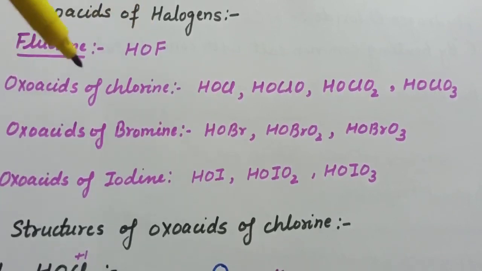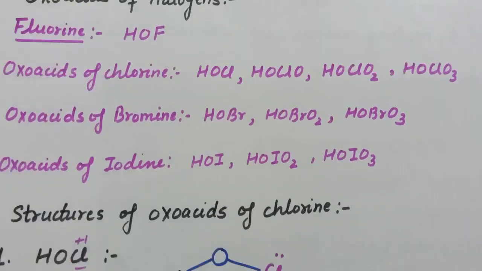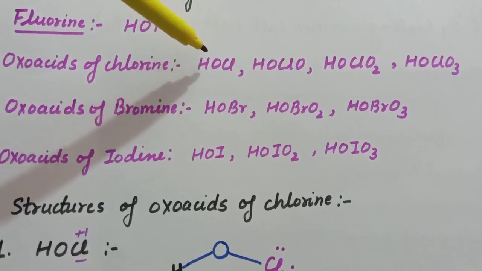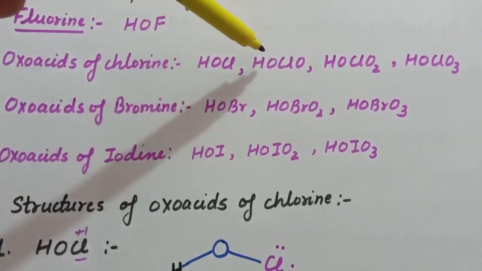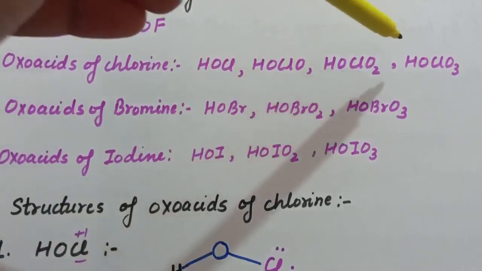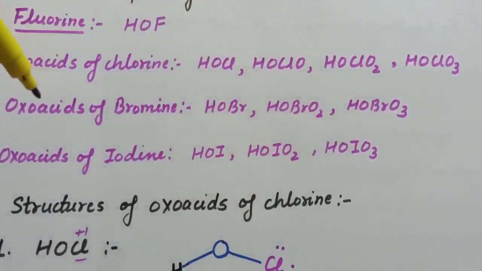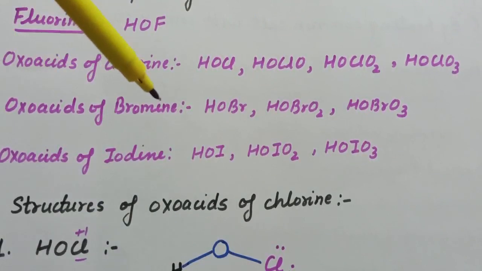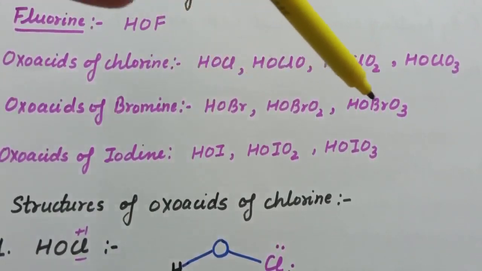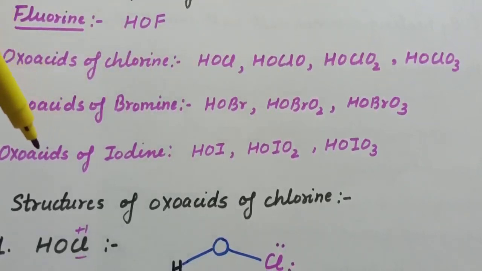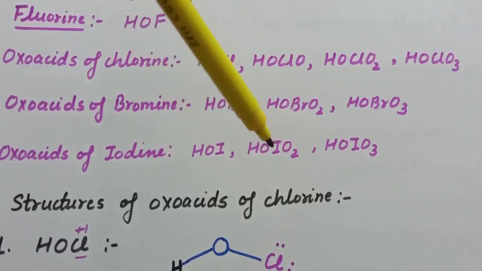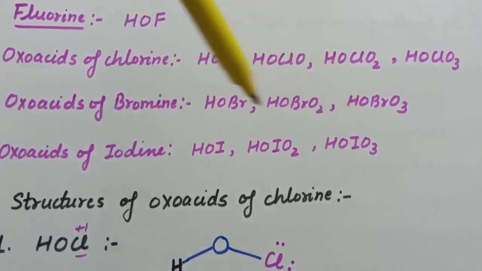Next is oxoacids of chlorine. Chlorine has a number of oxoacids: hypochlorous acid, chlorous acid, chloric acid and perchloric acid. Next is oxoacids of bromine: hypobromous acid, bromic acid and perbromic acid. And the last is oxoacids of iodine: hypoiodous acid, iodic acid and periodic acid.